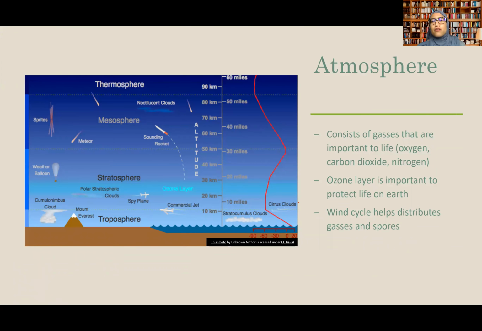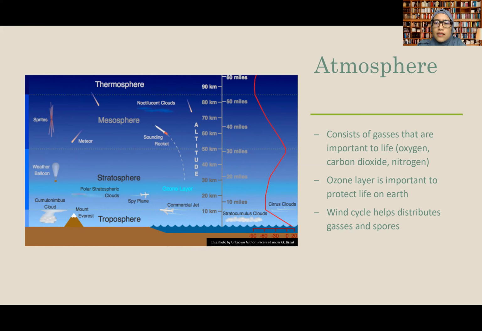So let's cover a little bit about atmosphere. Atmosphere consists of gases that are important to life, such as oxygen, carbon dioxide, and also nitrogen. You know that life needs oxygen. Most life needs oxygen for respiration. Carbon dioxide is very important to plants. Plants use carbon dioxide for photosynthesis and then change it into oxygen. And nitrogen is very important to plants. They use it to grow.